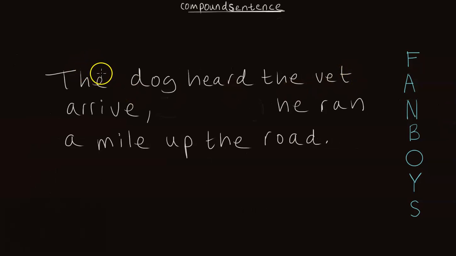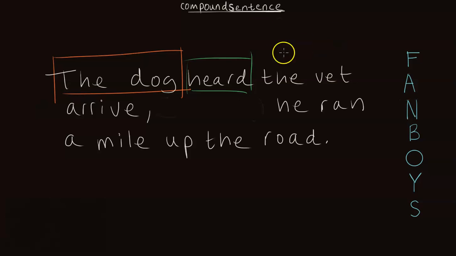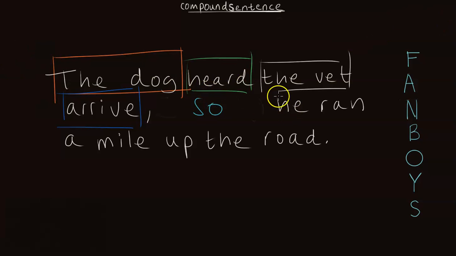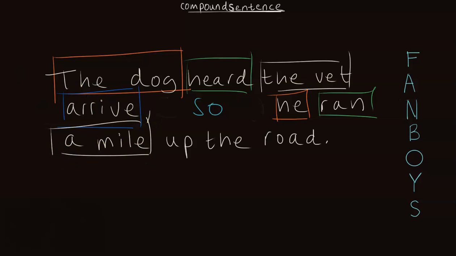Next one, the dog heard the vet arrive. Dog is subject. Heard is verb. The vet, direct object. Arrive is an object complement. It tells us what the vet becomes, what the vet did. So, coordinating conjunction. He, subject, ran, verb, a mile, up the road is our adverbial. It tells us where.